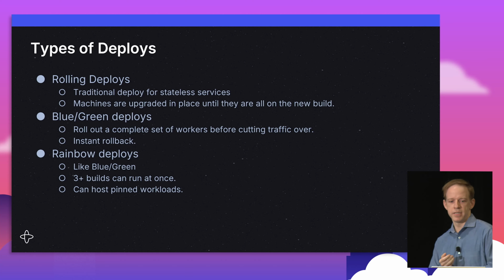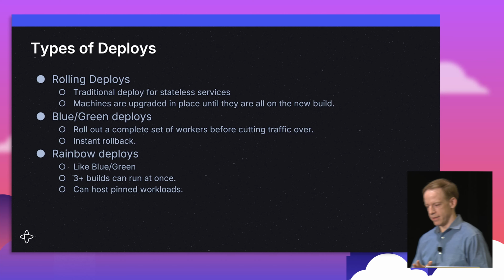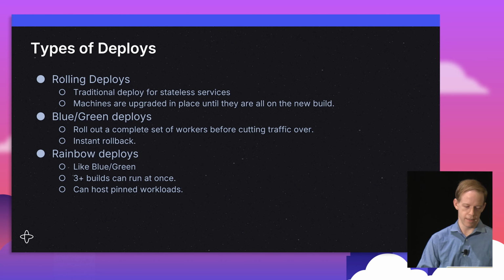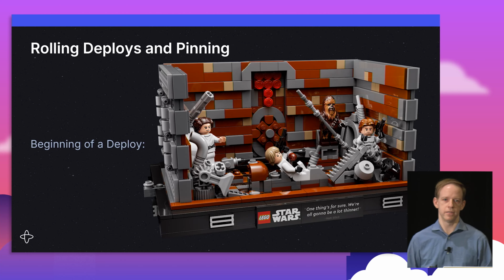And rainbow deploy, which I have found very few people are familiar with, but you can read literature about it online, is like blue-green, but there are more builds, so 3 or more builds. And the great thing about rainbow deploys is they're very compatible with pinned workflows. And so part of this talk is going to be selling you on rainbow deploys, which we know is not something that the industry has really circled around yet. Okay, so sales pitch one. I want to talk about why rolling deploys and pinned workflows don't mix.